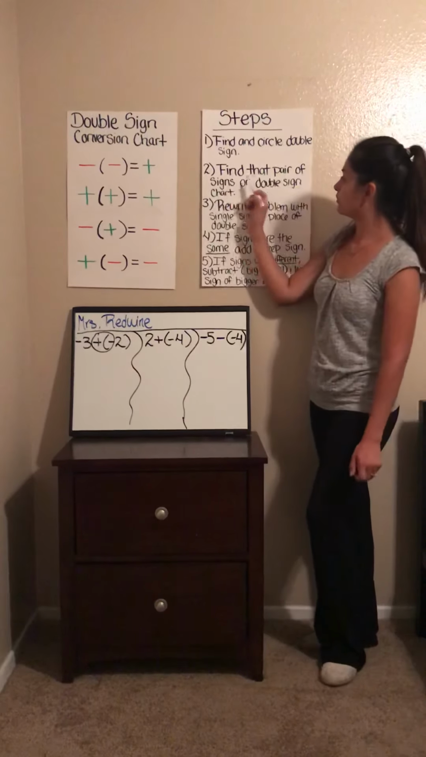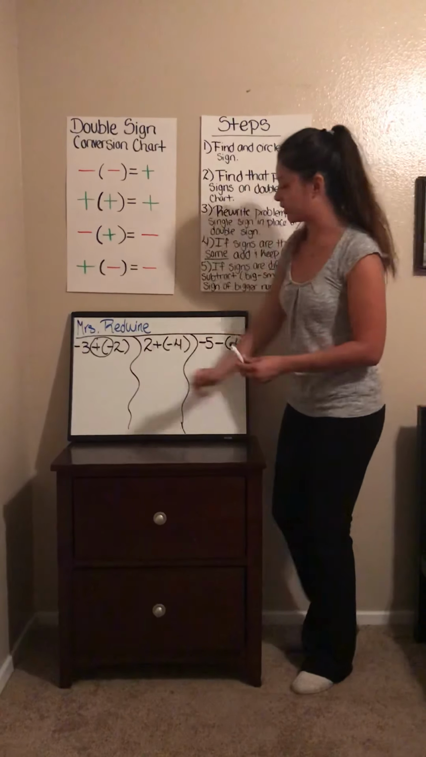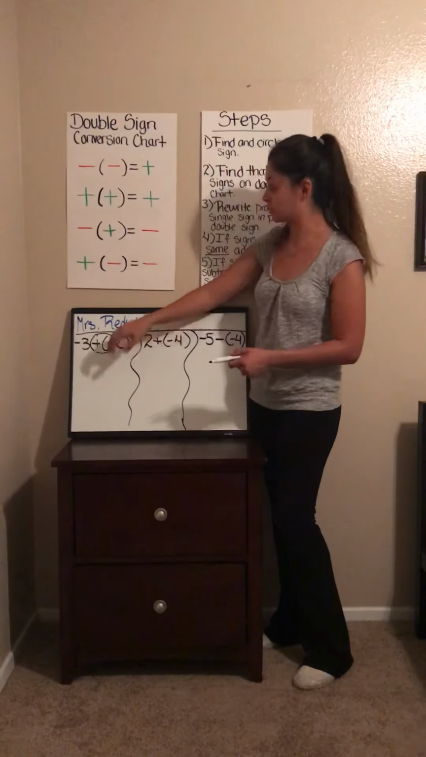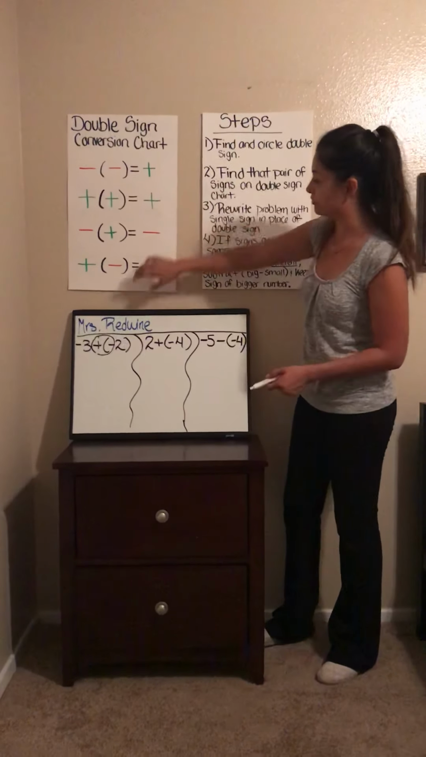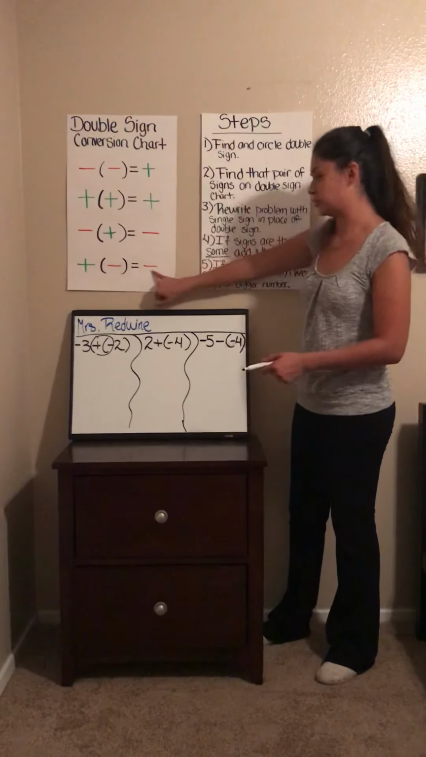Let's go to 2. Find that pair of signs on the double sign chart. We have our positive and our negative. So we're going to look up here. We're going to look for positive and negative. Here we are, positive and negative. And that's going to be converted into a negative.